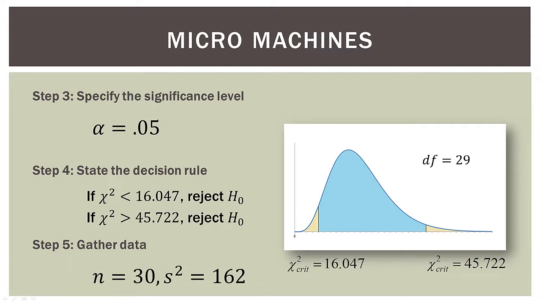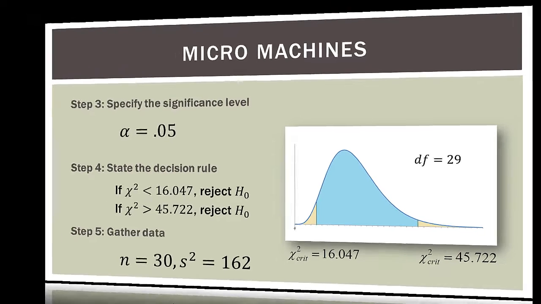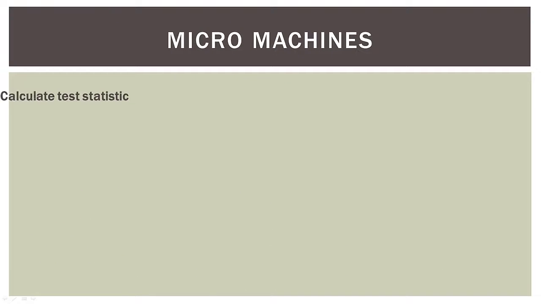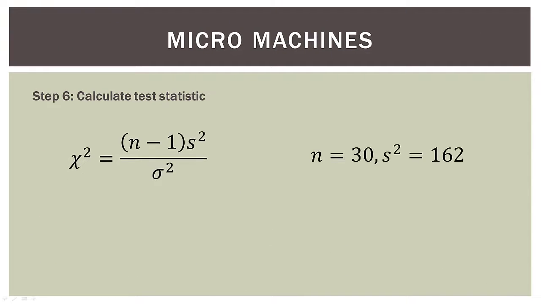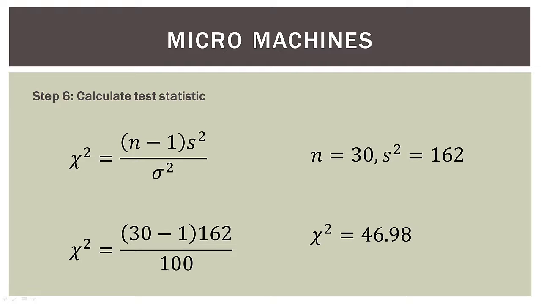So we gathered our data, and of course n equals 30, and s squared equals 162, our sample variance. So calculate our test statistic. n is 30, s squared is 162. Our hypothesized variance is 100. So we go ahead and substitute everything back in. We have 30 minus 1, 29 times 162, all divided by 100. So that generates a chi-square value of 46.98.